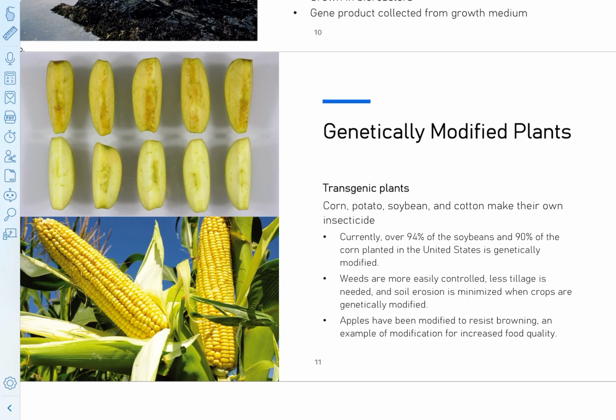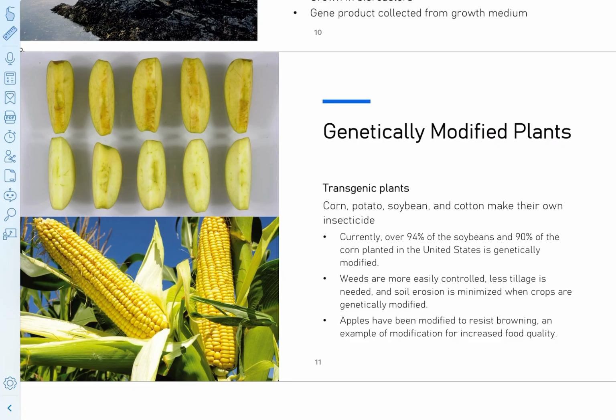Genetically modified plants have been developed really to help address several challenges in agriculture. So some crops have been modified to help resist insect pests, reducing the need for chemical pesticides. One good example of this is Bt corn. It contains a gene from the bacterium Bacillus thuringiensis that produces a protein toxic to certain insects. So it makes the corn resistant to pest damage.